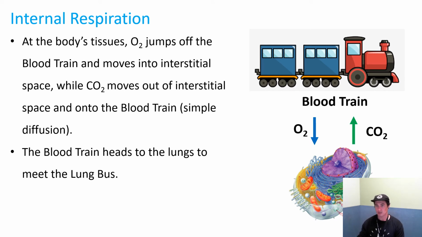The CO2 that's being produced from aerobic ATP production comes out of the cell and jumps on the blood train, and then that train carries on back to the lungs where external respiration happens and we breathe it out. So internal respiration is the gas exchange between your blood and your cells, and your cells and your blood.